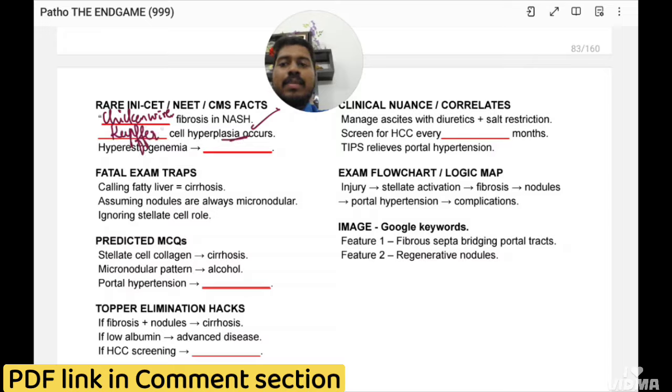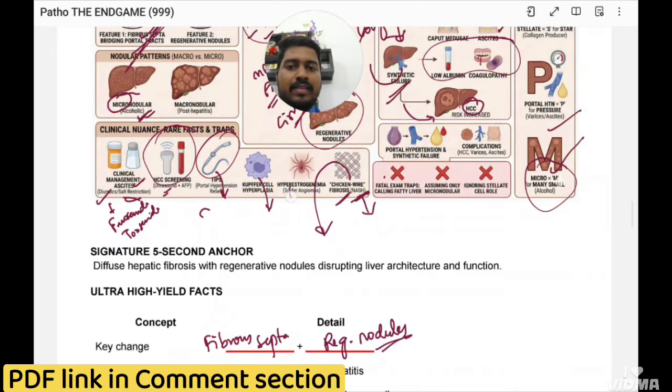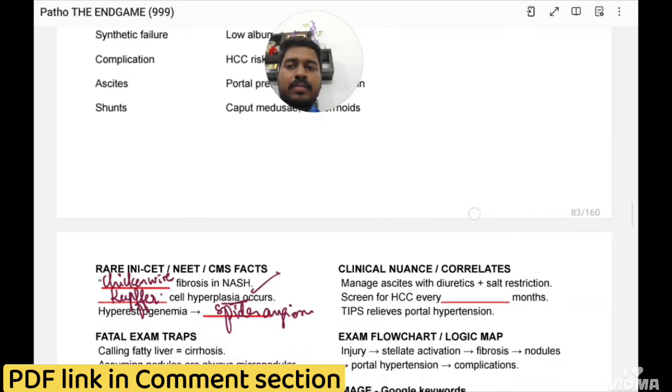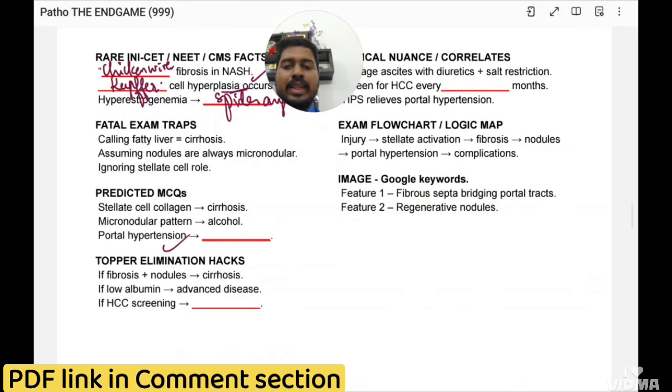Next, which cell hyperplasia occurs in cirrhosis? Kupffer. Kupffer cells are the macrophages of the liver. Hyperestrogenemia leads to spider nevus or spider angioma. I think I have shown you spider angioma. Yes, it is here.